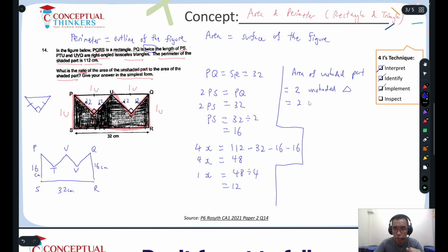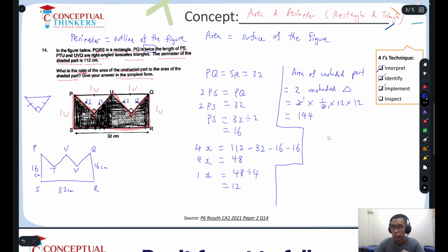So it will be 2 times. The area of a triangle is half times base times height. So the base here we're going to take PT, which is 12. Now the perpendicular height I'm going to take TU. So the area of triangle PTU and the area of triangle UVQ will be the same. So I'm going to do this. Now you can use your calculator to do the calculation, or you can actually cancel this, and it's simply just take 12 times 12. That will give me 144.